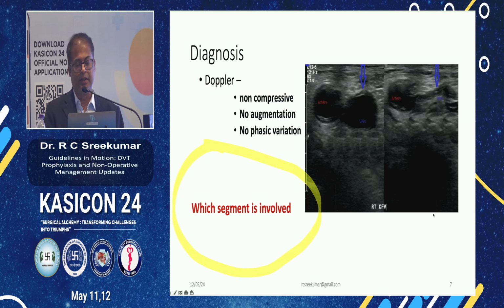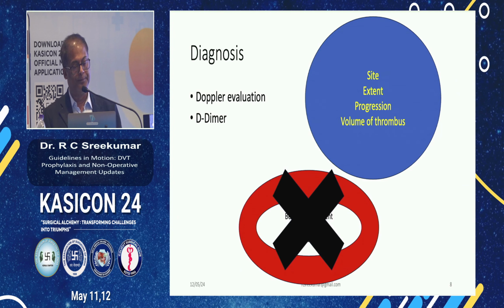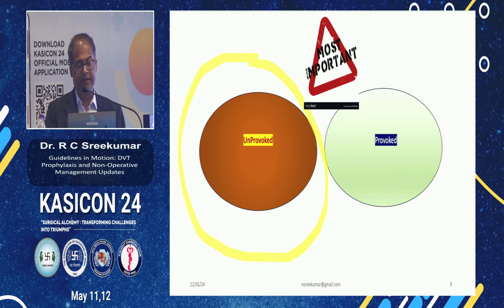So this is the picture. If you look at the artery and apply pressure, it remains like that. But a vein, if you apply mild pressure, will compress. That's a normal vein. If it is not compressing, you suspect a DVT in this patient, even without augmentation, if the patient does some Valsalva. And always look at which segment is involved. This patient doesn't require treatment.